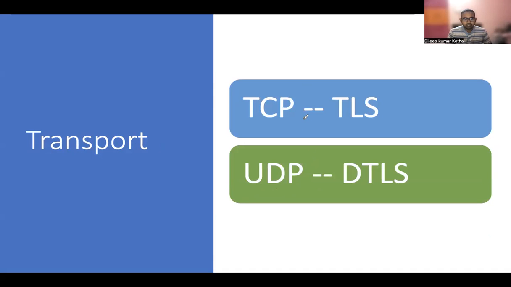And coming a bit down in the transport layer, we have TCP and UDP protocols. And if you secure the TCP packets, it is through TLS. And if you secure UDP packets, it is through DTLS. So TLS stands for Transport Layer Security. In DTLS, the D stands for datagram. So usually TCP packets are called segments and UDP packets are called datagrams.